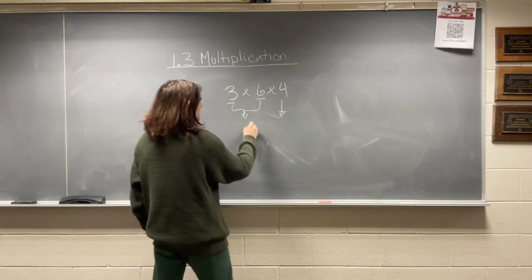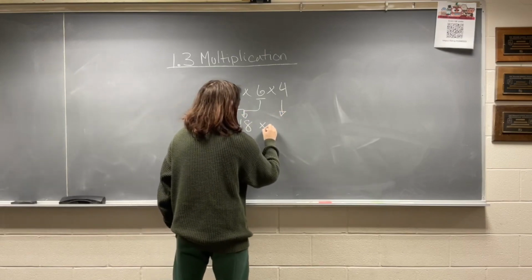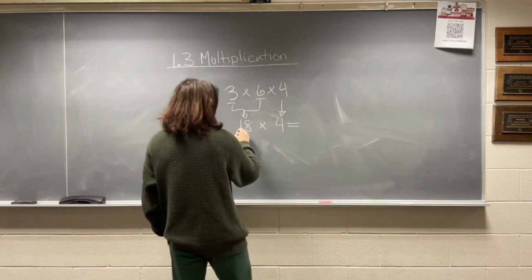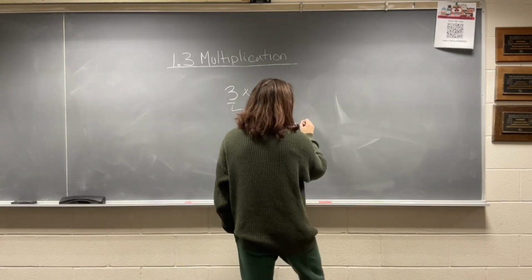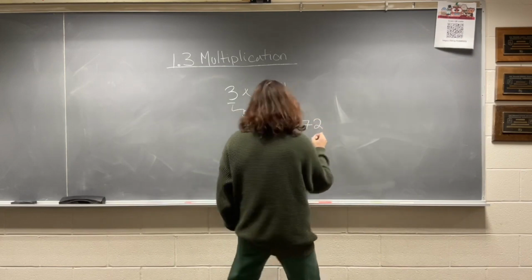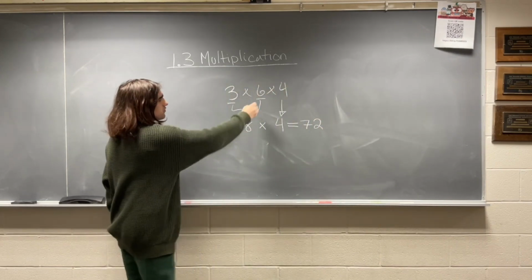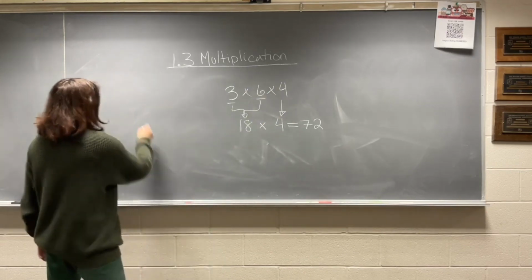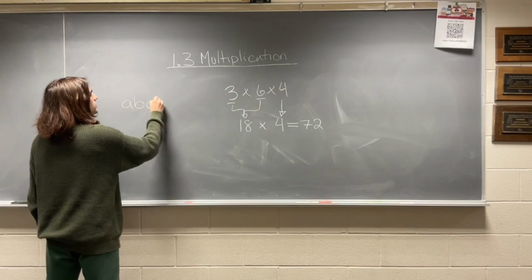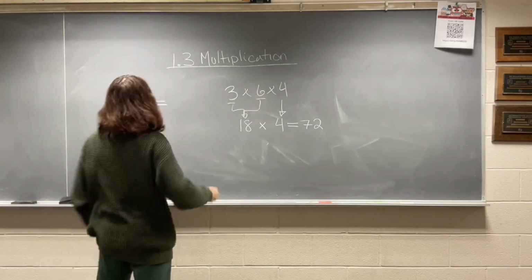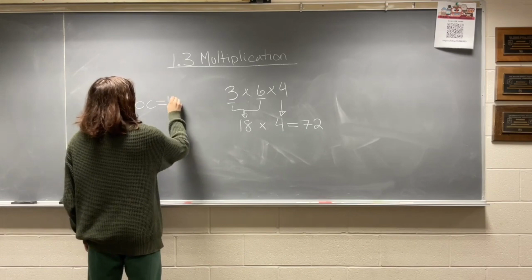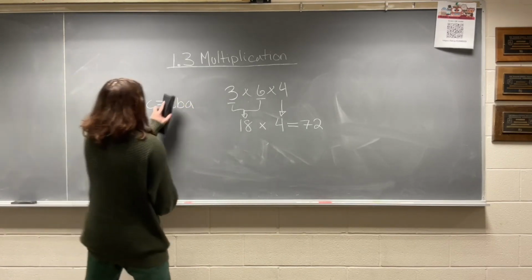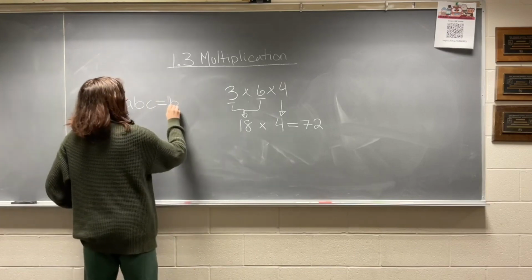So 3 times 6, it's going to be 18, and that's going to be times 4. Well, 8 times 4, that's going to be 32, and 1 times 4 plus 3 is going to be 72. And so what we can do is we can go ahead and move this around and say 6 times 4 first. So what we're doing is we're saying ABC is equal to CBA, or it's also equal to BCA. We can go ahead and write that in that way.